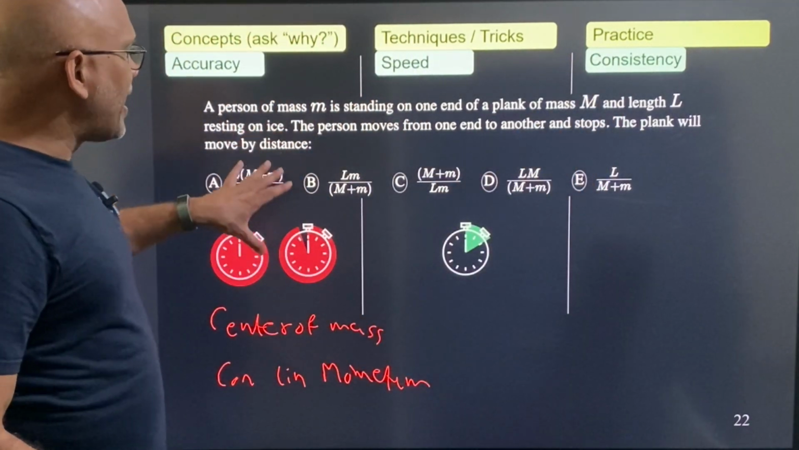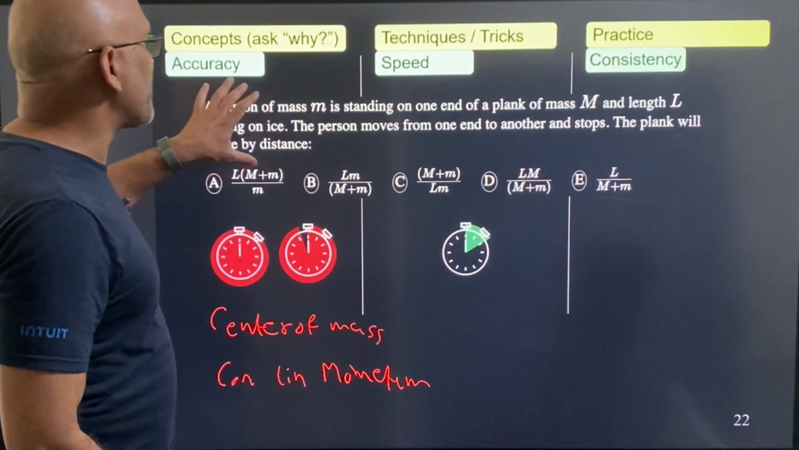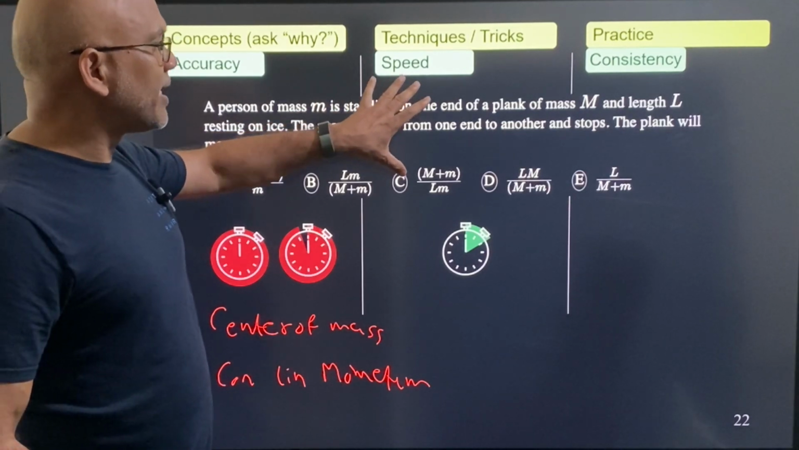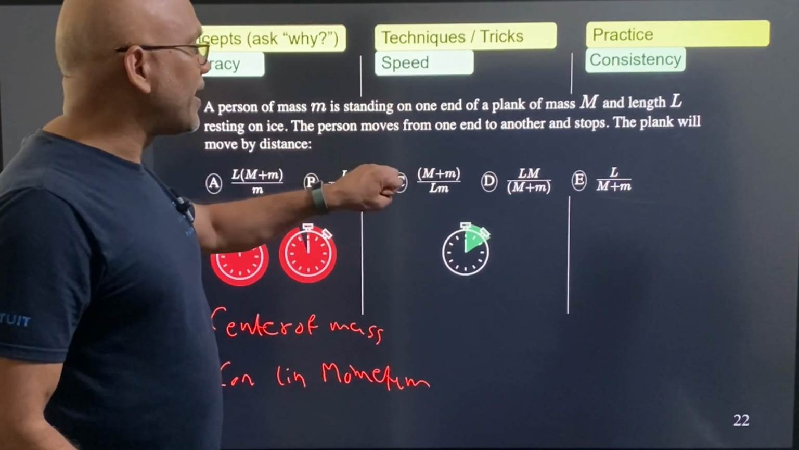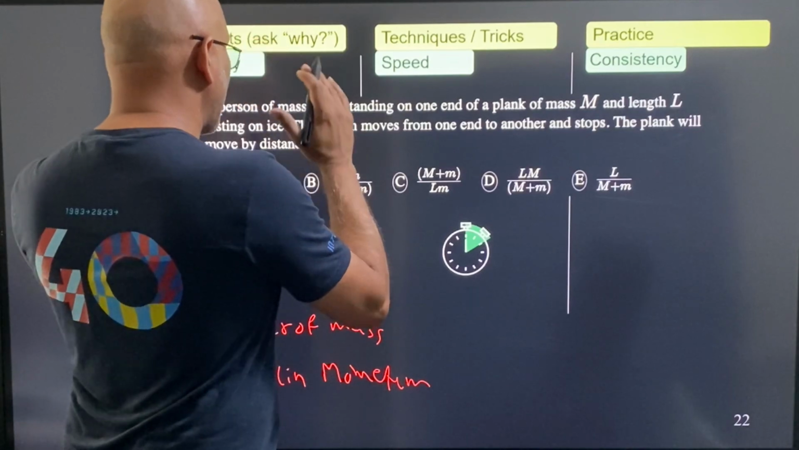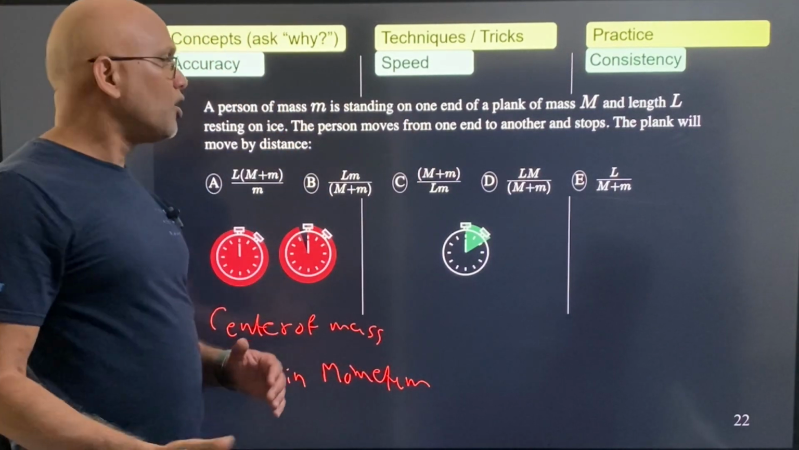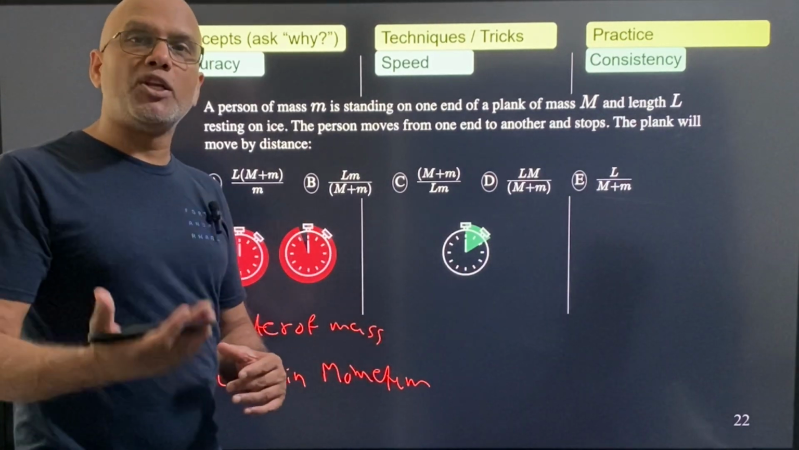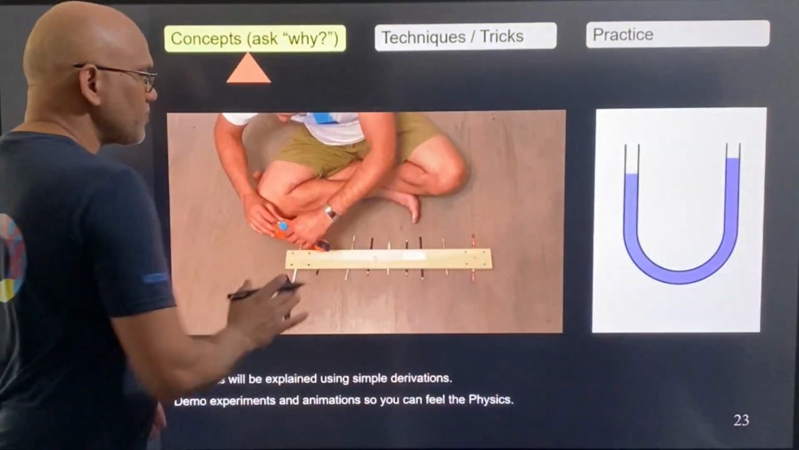Finally, practice. Why is practice important? For a problem like this, it is not asking, okay, calculate the center of mass or use conservation of linear momentum. It's not asking you that straight. It is giving you a problem. It expects you to find the answer. So with practice you will know that, oh, this is a problem where I can apply the concept of center of mass, or conservation of linear momentum, right? That comes only with practice. Okay.